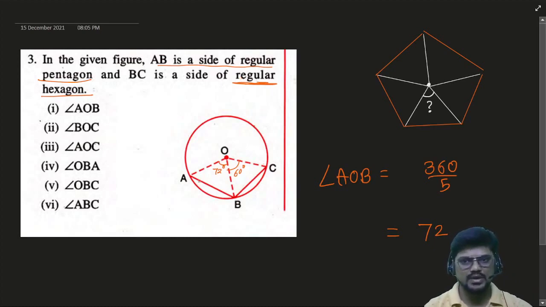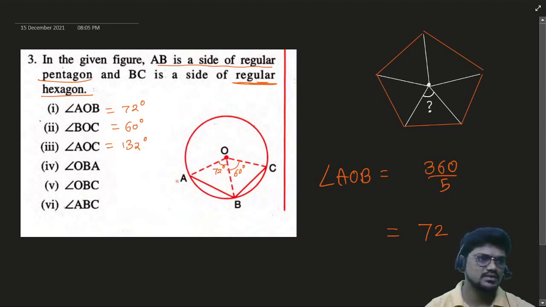Now angle AOB they are asking, that is 72 degrees. We have already done it. Angle BOC will be 60 degrees. After that, angle AOC, you just add both of them, that is 132. After that, angle OBA, how much will this be? Reagan D'Souza, you will answer this. What will be angle OBA?